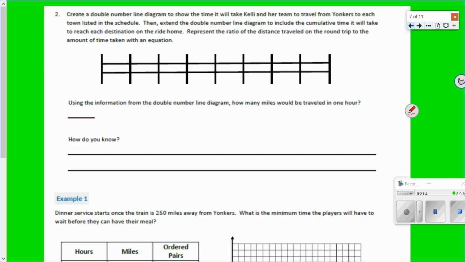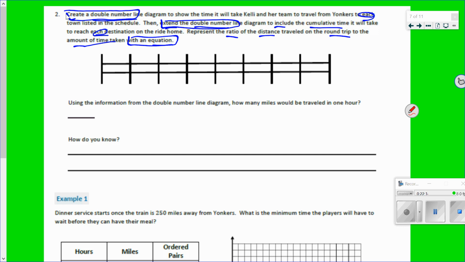So now we're going to create a double number line to show the time it'll take to travel from Yonkers to each town listed in the schedule. Extend the double number line to include the cumulative time it will take to reach each destination on the ride home. Represent the ratio of the distance traveled on the round trip to the amount of time taken with an equation. So there are several things we're doing here: create the double number line, extend it to include the return trip, and write an equation.